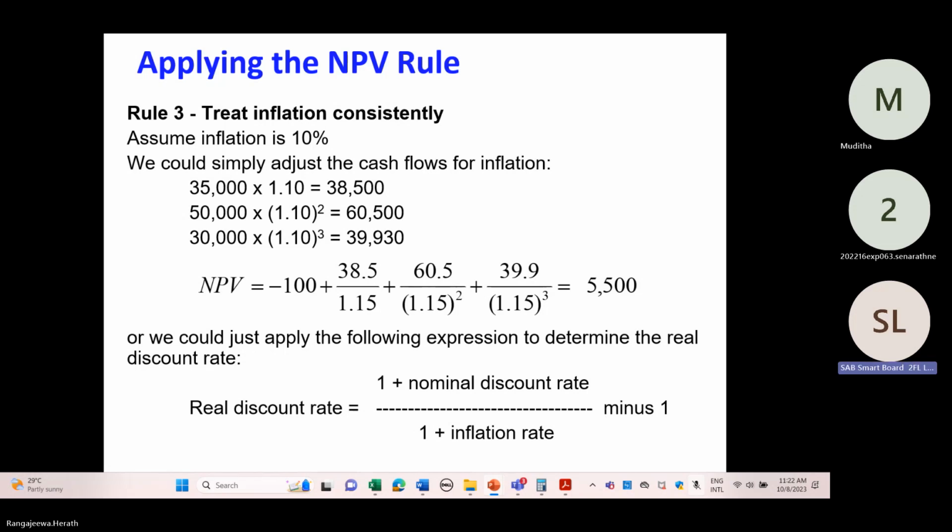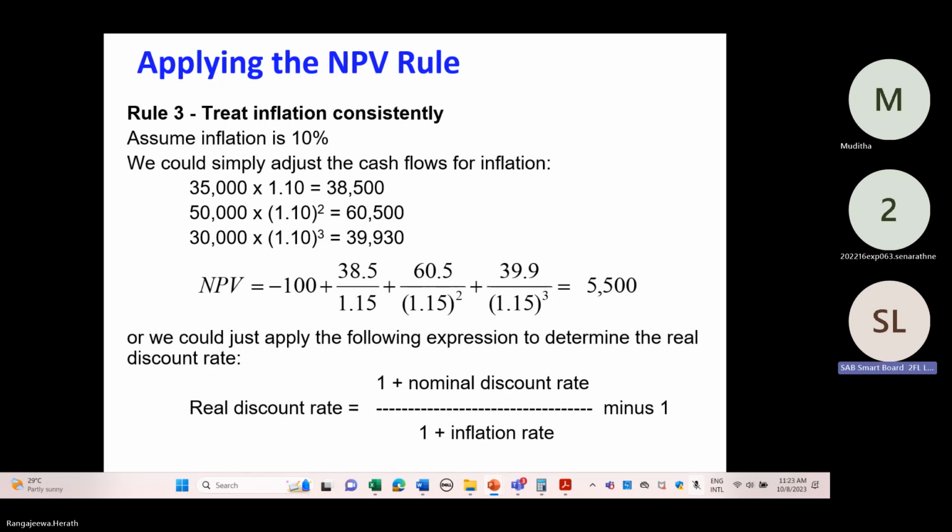Then you take the present value minus 100, here 0.38,500, discounting factor 15% nominal. Now these are the nominal cash flows: 38.5, 60.5, 39.5 nominal cash flow. The discounting factor is 1 divided by 1 plus r to the power n.